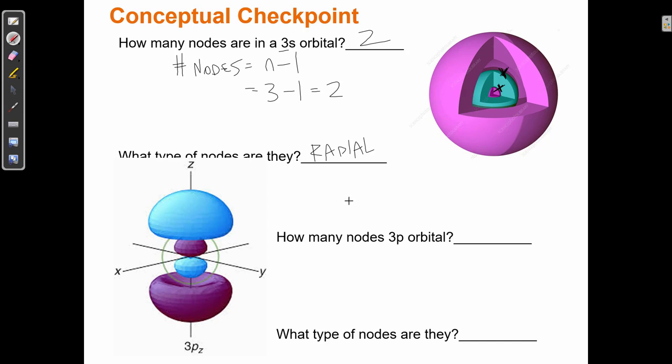How many nodes are there in a 3p orbital? Well, we use the same calculation. n minus 1, 3 minus 1, 2. Two nodes in a 3p orbital. What type of nodes are they?